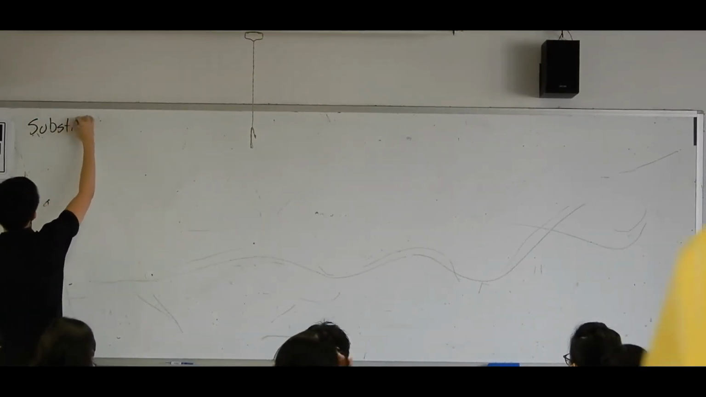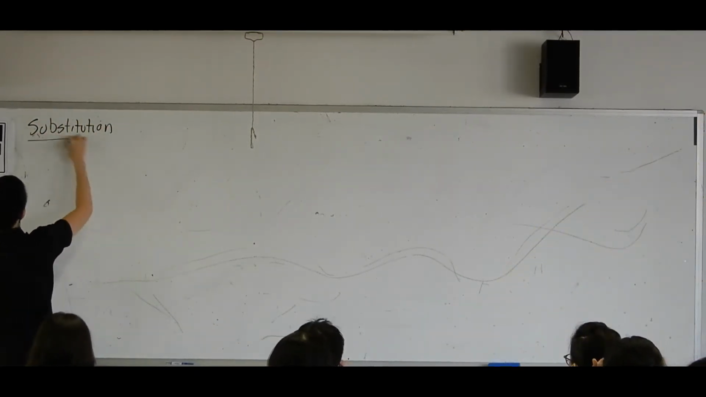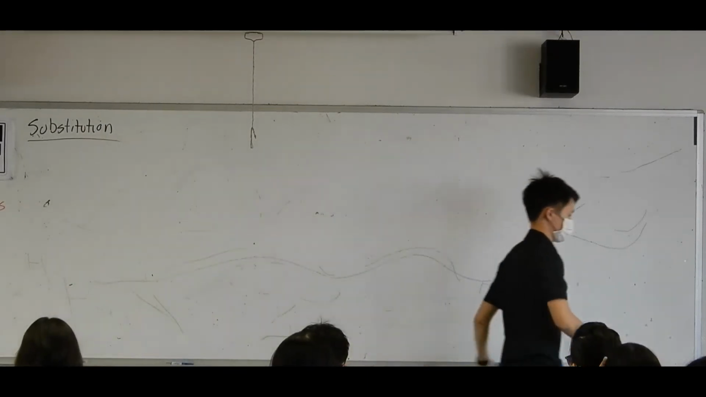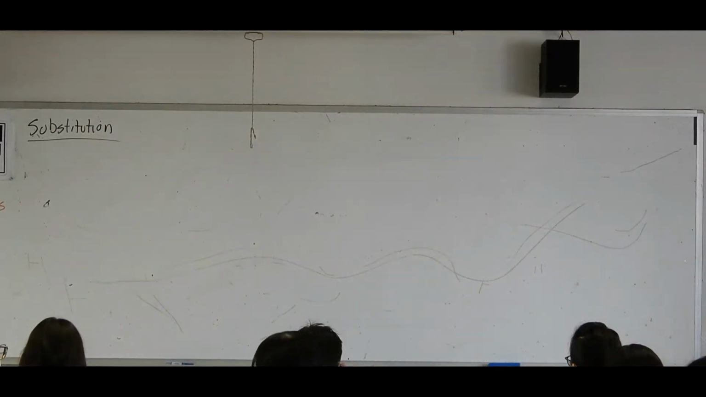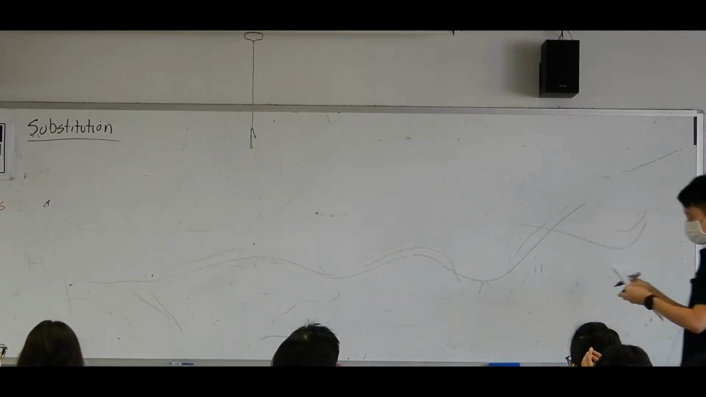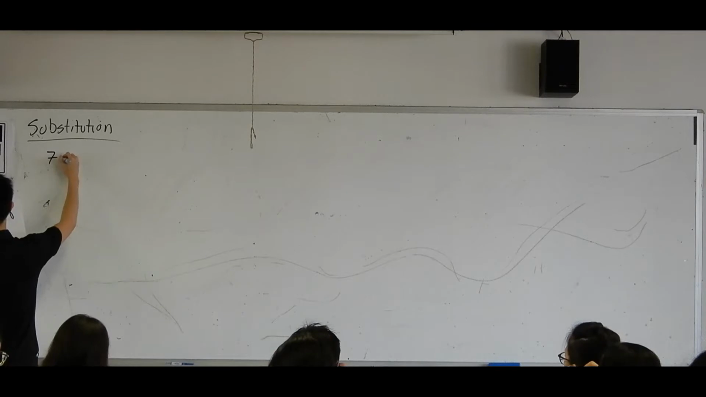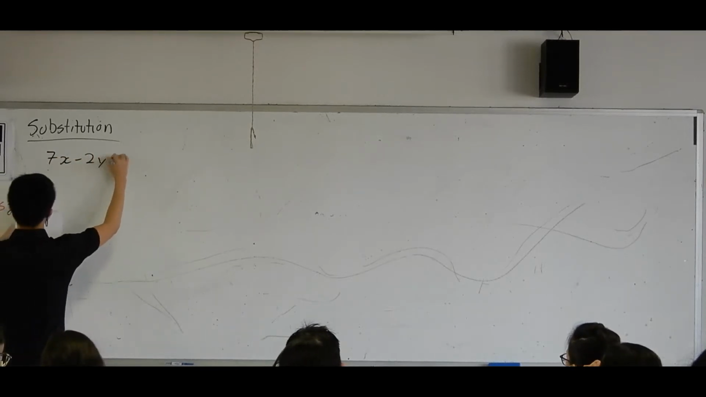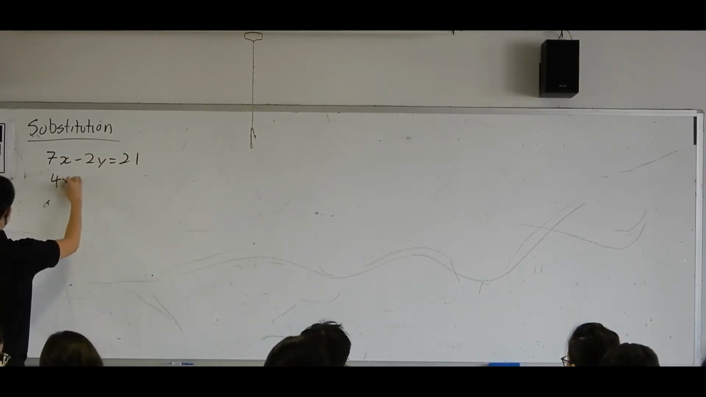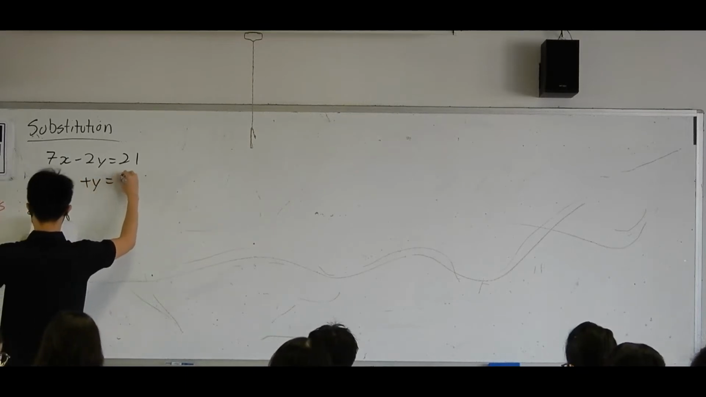Substitution. Okay, substitution is rather simple. Let's start with simple simultaneous linear equations. You can actually see in your textbook, I'm going to use worked example 7 as a means to do it. So 7x minus 2y equals 21, 4x plus y equals 57.